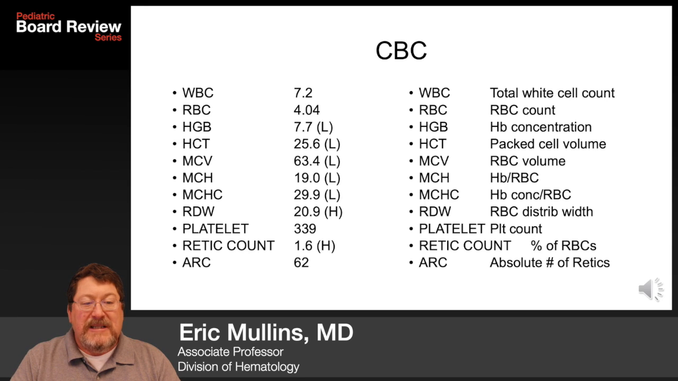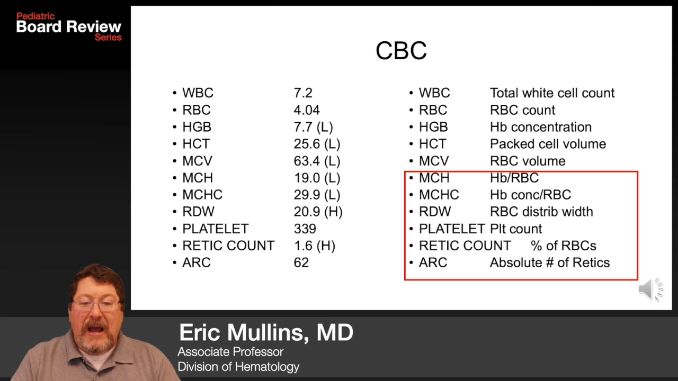So the reason they include these is not just because they can, but because they actually mean something, and it might help you interpret why your patient is either anemic or otherwise has an abnormality in their CBC if you understand the meaning of these various indices. Specifically, I highlighted here the ones that you are probably least likely familiar with, with the exception of the platelet count: the mean corpuscular hemoglobin, the mean corpuscular hemoglobin concentration, the RDW, and the absolute number of reticulocyte count.